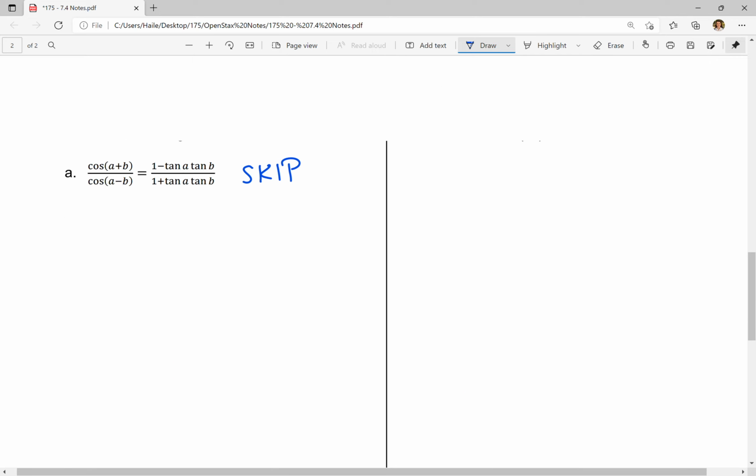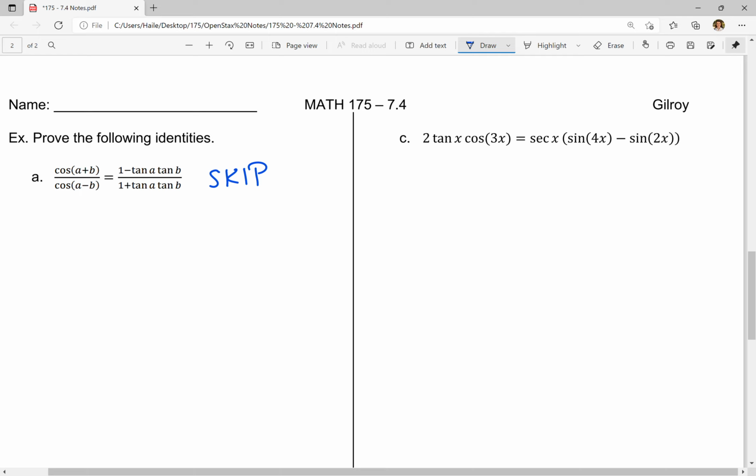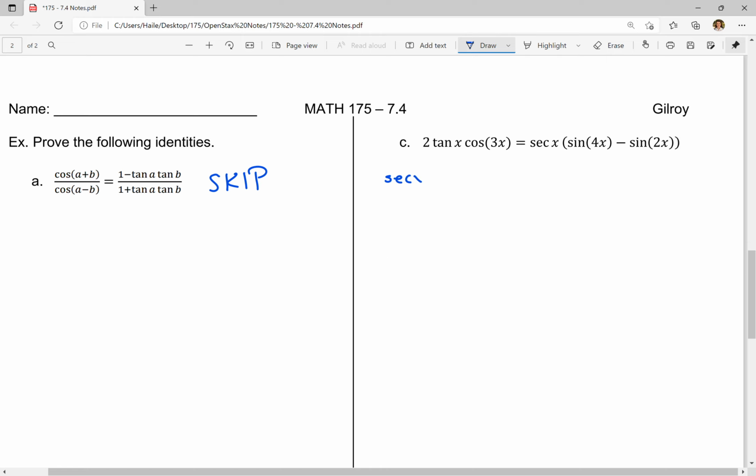Okay, let's try another one. So in this one, we have 2 times tangent of x times cosine of 3x is equal to secant of x times sine of 4x minus sine of 2x. So this one, I think it's a little easier to start with the right side again. So this time we're actually going to start with the side that looks more complicated. So I'm going to begin by rewriting the right side. So we have secant of x times sine of 4x minus sine of 2x.